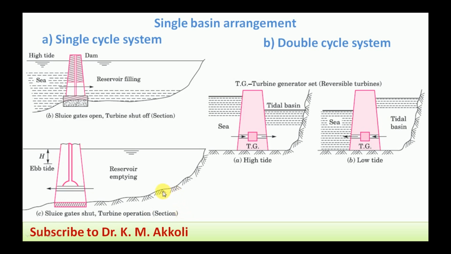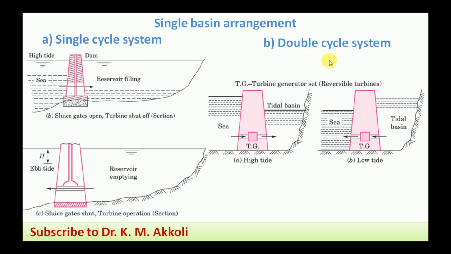Okay, here the turbine operation will take place. In this one, during one-way flow of the water only, the energy conversion or power generation will take place. This is called generating energy in one cycle only. That's why it is called a single cycle system. During the filling, there is no power generation. During the emptying only, at the low tide, the power generation will take place.